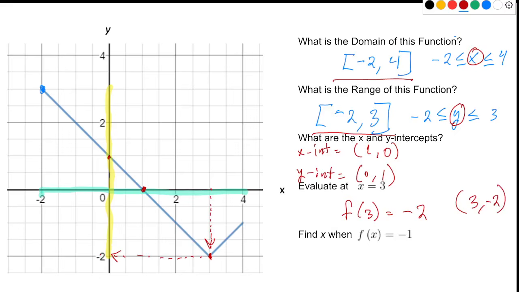Now, the opposite works when we're given the output value, the y value, and then we're asked to find what the input value is. So for this one, let's see, what color haven't we quite used? Let's go with green.